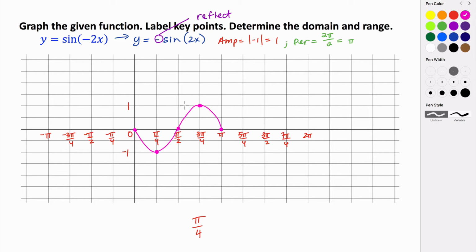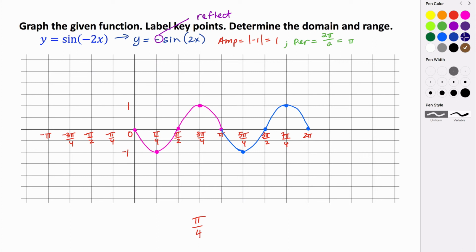Normally it would open up and go to a maximum first. And then again, we can continue this same pattern. So we would hit a minimum next, then go to an x-intercept, then a maximum, and then back to an x-intercept. So this would be a second cycle of this graph here. And then you could graph in the negative direction as well if you wanted to. I'm just going to graph these two cycles.